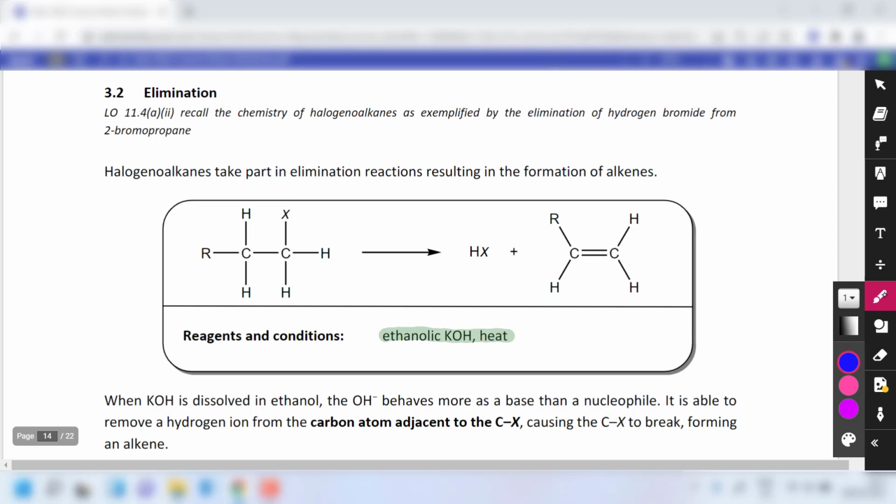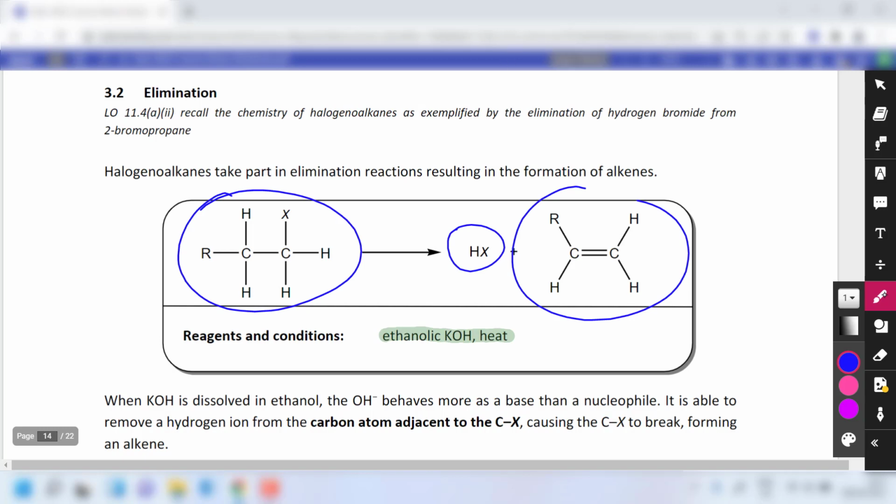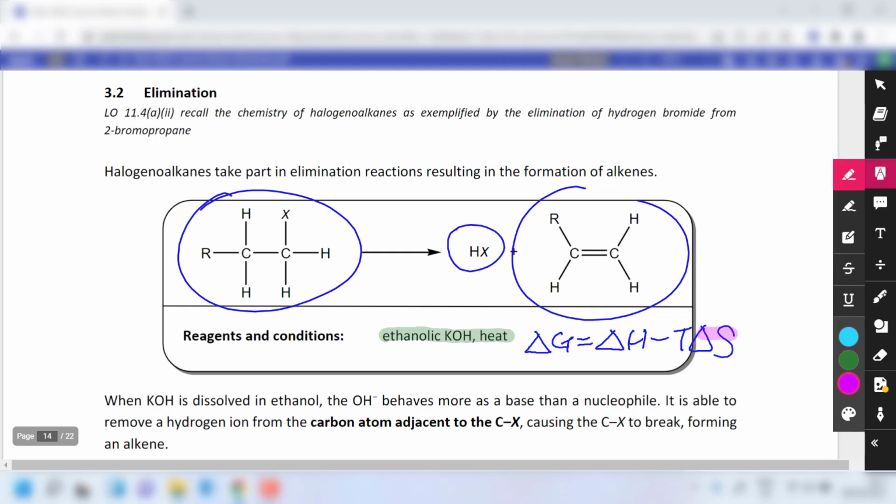You also notice that for elimination, one substrate becomes two. That also means that elimination is entropy driven. If we look at what we learned in thermodynamics, delta G is equal to delta H minus T delta S. Because elimination is entropy driven, and it is likely that the delta H will be negative as well, due to the formation of a strong C=C double bond, so delta H is also likely to be negative. So delta S will be positive.